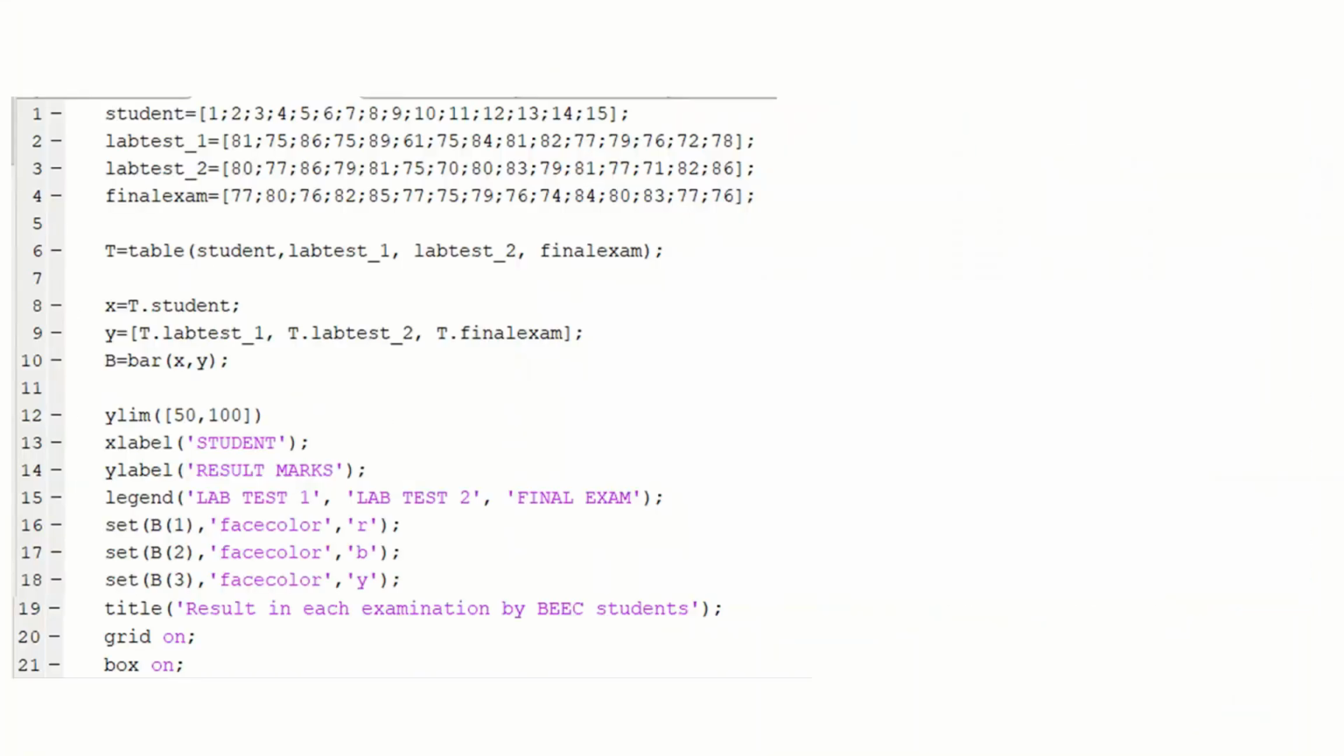Let's look at the code in Matlab. For the first 4 lines, we put each data into a single column array. For example, you can see at the right side. Then, we make a table. Variable T is assigned to the table. In easy words, we're naming the table as T. Inside the bracket means the items in the table. So there will be 4 columns which are student, lab test 1, lab test 2 and final exam.